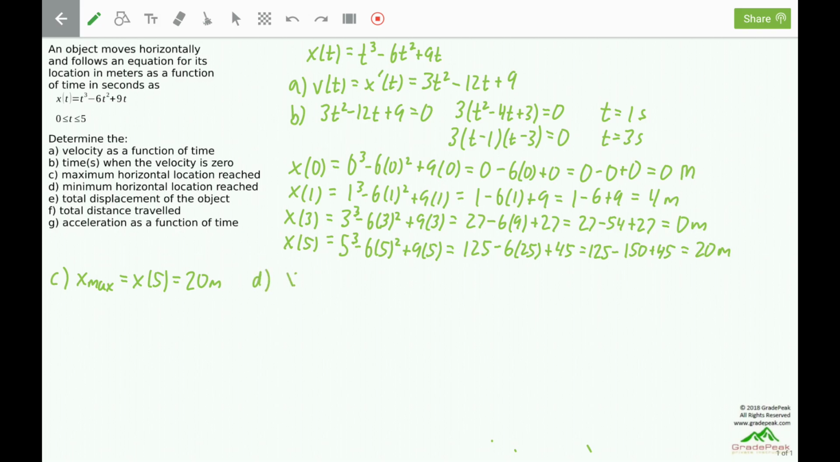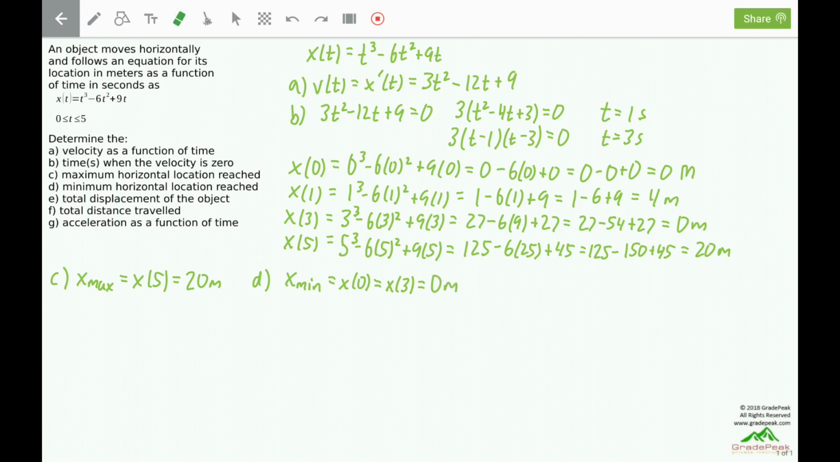Part D, the minimum, will be happening at actually two locations, here and here, the lowest of these, which is the 0, and it's happening at 0 and again at 3. So either x of 0 or x of 3, and either way it's at the 0 meters location.